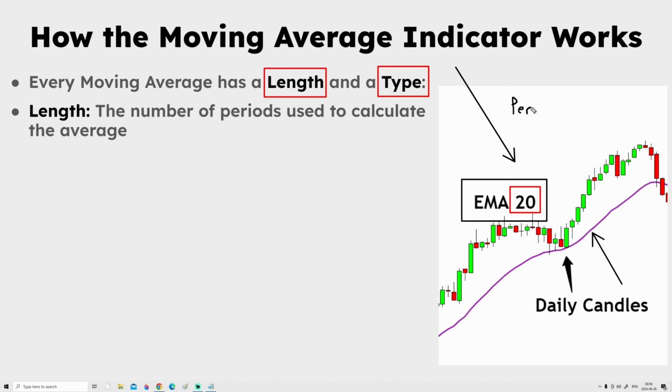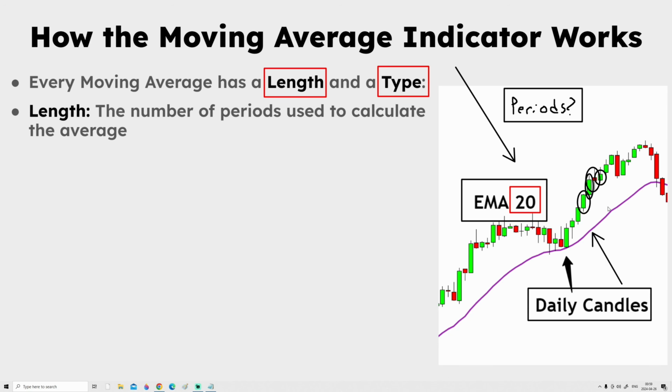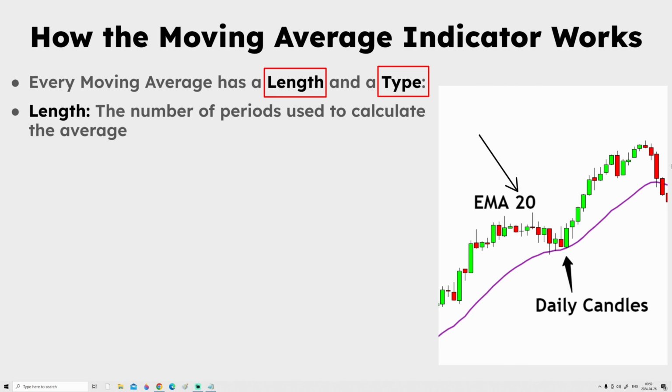But what do I mean here by periods? Well, the period will depend on what type of chart you're using. So for example, on this chart, we're using daily candles, which means that every single candlestick on this chart represents 1 day. So in this particular case, the moving average is based on 20 days. But if this instead was, for example, a 1 hour chart, then the moving average would be based on 20 hours. And if this was a 5-minute chart, the moving average would be based on 20 5-minute candles, and so on and so on.